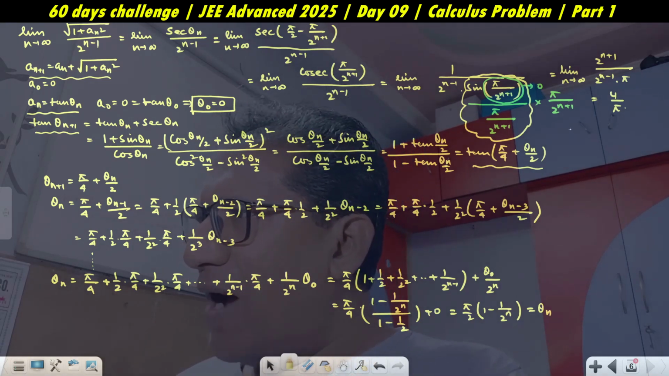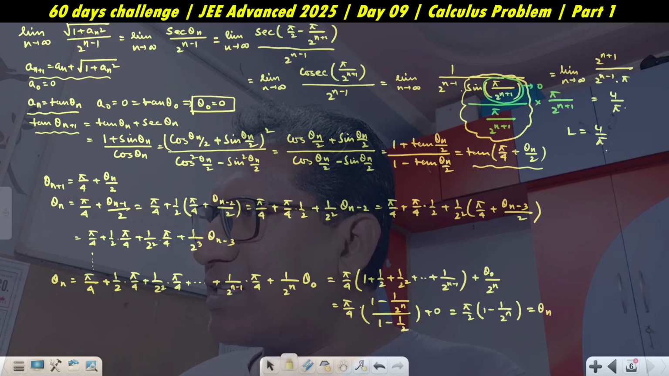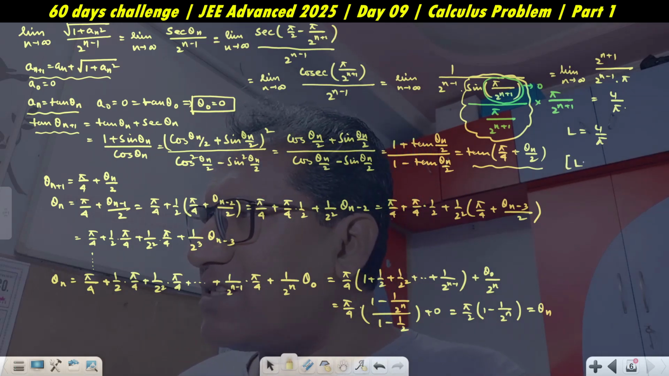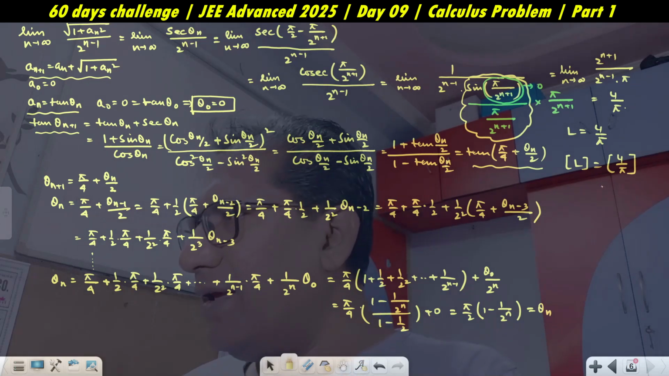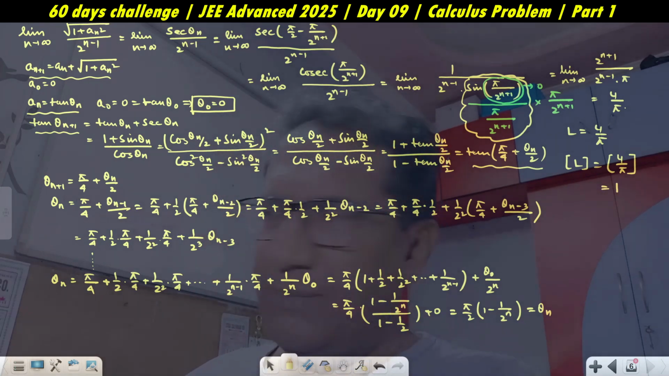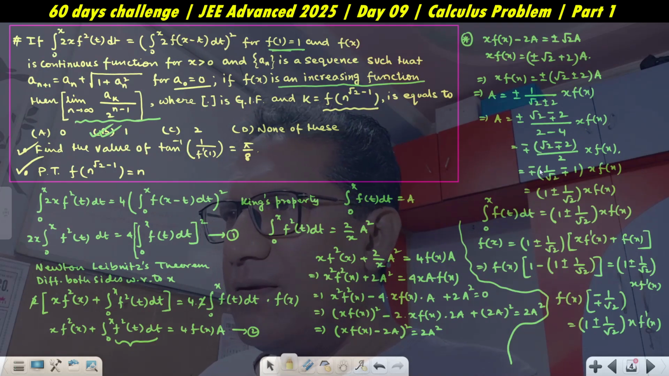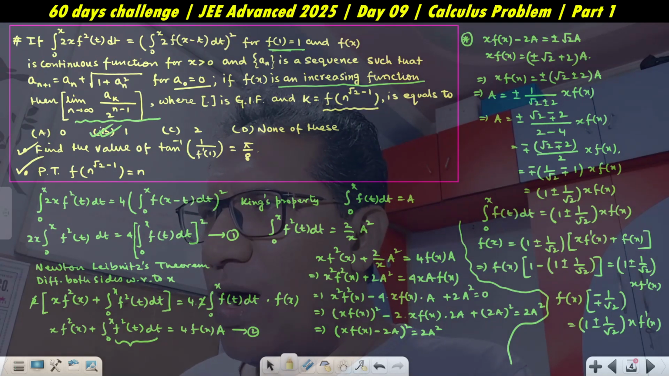Now, I have assumed that thing as L. So we have written this thing as L. So your L is coming to 4 over pi. But we need to find out the greatest integer function of L. So greatest integer function of 4 over pi, that is going to be 1. Therefore, your option 1 is correct.